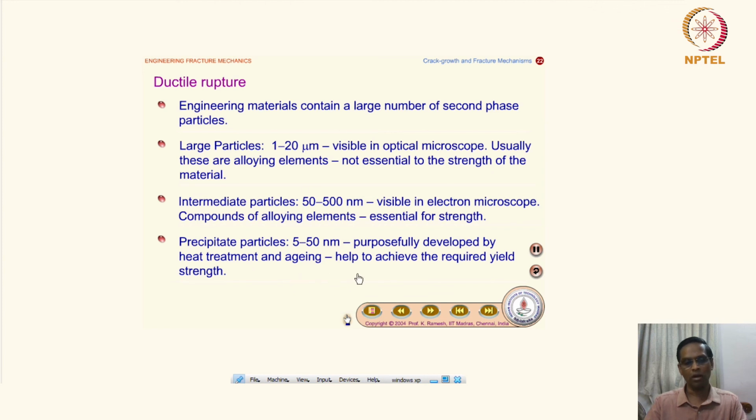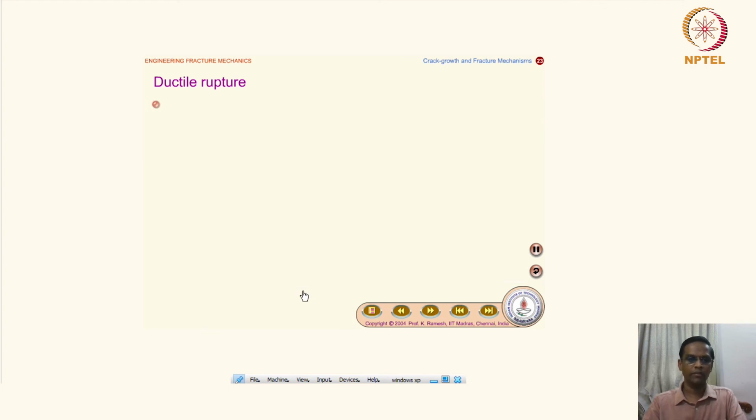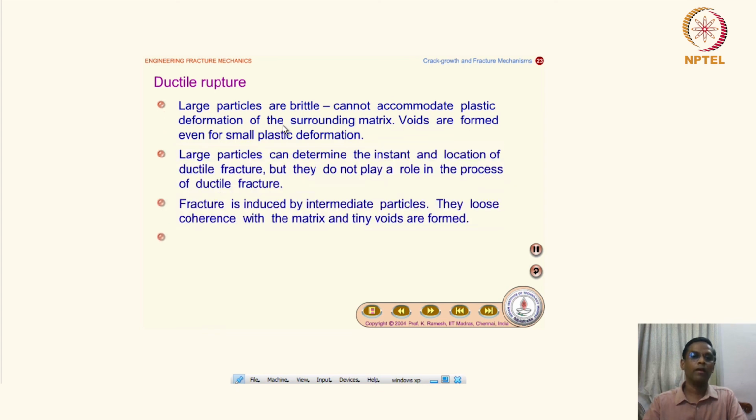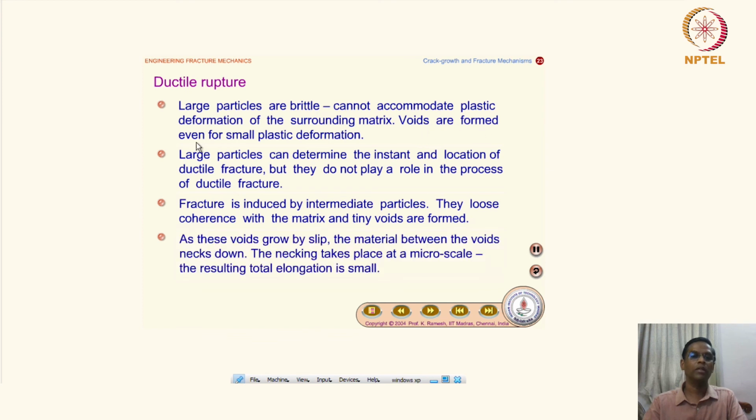So all these are very basic ideas which we already know. So I'm just skipping them in the interest of time. We have looked at all this earlier. And large particles are brittle and cannot accommodate plastic deformation of the surrounding matrix. Voids are formed even for small plastic deformation. Large particles can determine the instant and location of the ductile fracture, but they do not play a role in the process of ductile fracture.